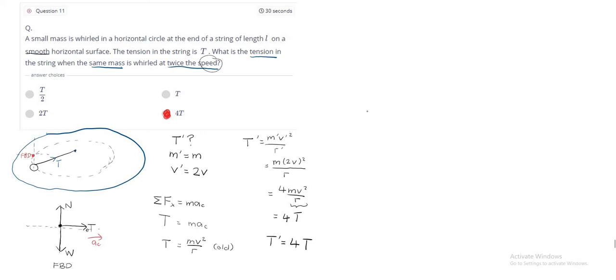So again, another ratio question. By doing the old and the new, and finding the ratio between the two, I find that T new is equal to 4 times the old T. Okay, question number 17, the last question for this video.